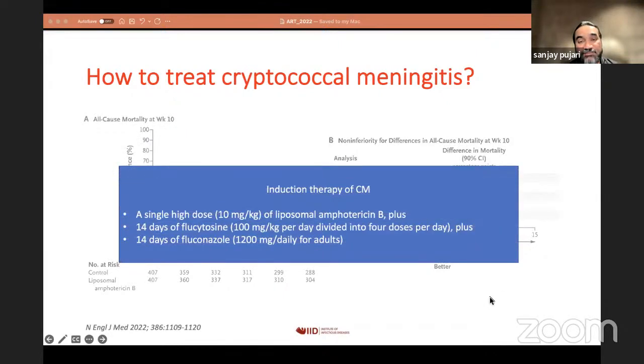So because of this trial, the current WHO recommendation for treatment of cryptococcal meningitis has been updated to a single high dose, 10 milligram per kilogram, of liposomal amphotericin B, plus in addition 14 days of combination flucytosine and fluconazole in these doses as an induction therapy. So this is practice changing, and this reduces the need for the duration of hospitalization, as well as may be able to avoid offset costs associated with long-term hospitalization with conventional amphotericin B and flucytosine.